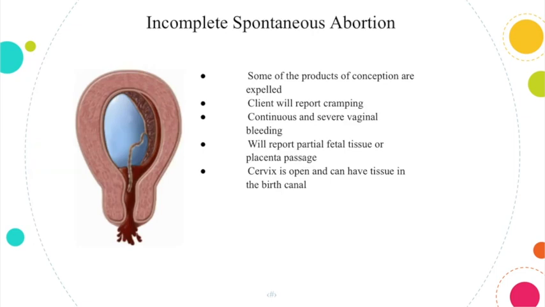So next we'll discuss an incomplete spontaneous abortion. When somebody has an incomplete spontaneous abortion, some of the products of conception are expelled. Let's pause for a second and talk about the verbiage of products of conception. Please do not use this statement outside with your patients. It sounds very cold. It sounds very uncaring, okay?